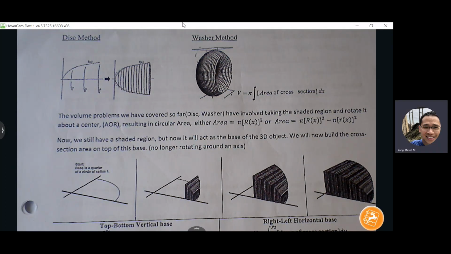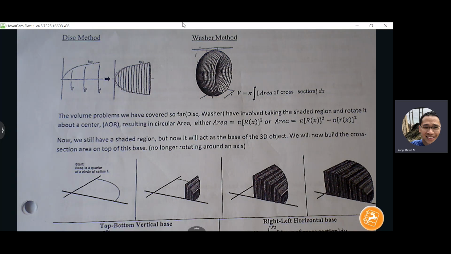All right, so let's say we have the shaded region here. This is kind of like a quarter circle. The shape of the shaded region has no bearing. It doesn't mean anything. But let's say we wanted to build different sized squares on top of this base. Then your object will look something strange like this.